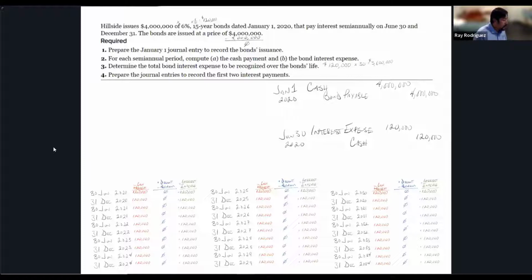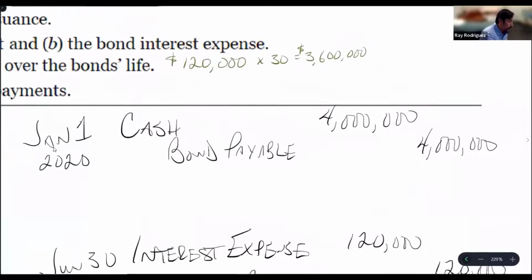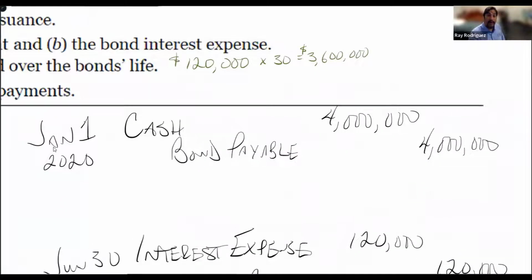First, prepare the January 1st journal entry. This one's kind of straightforward. We don't have a discount or a premium on bond payable account. So we record cash coming in for $4 million, and we record a new liability called bond payable for $4 million.